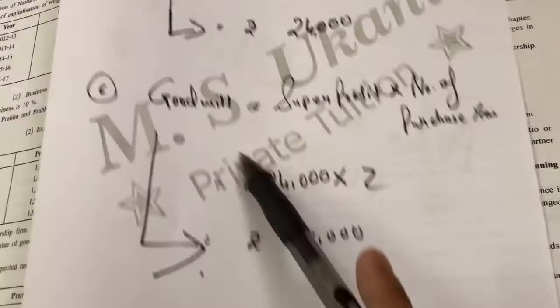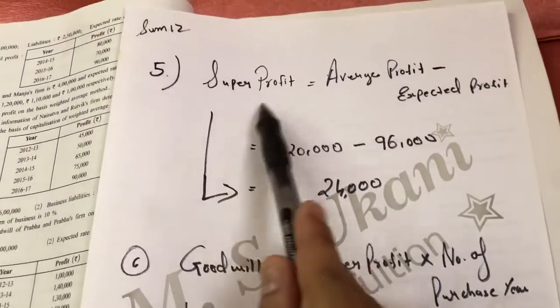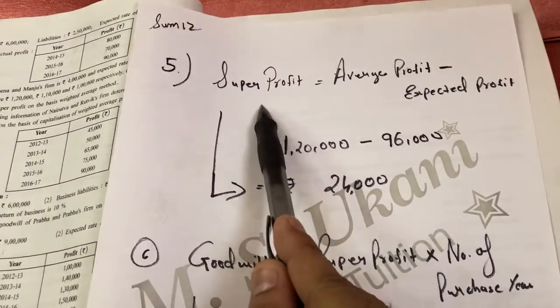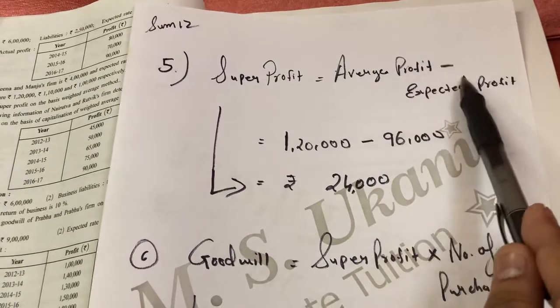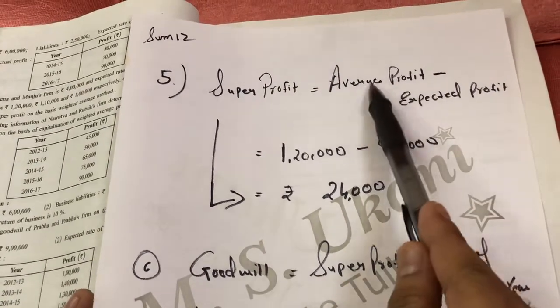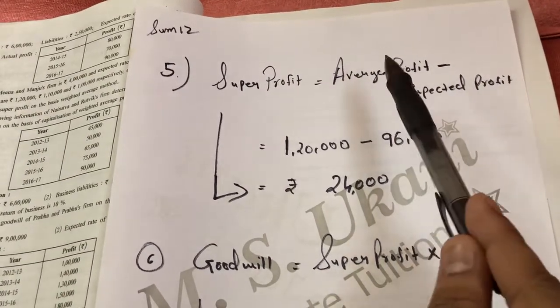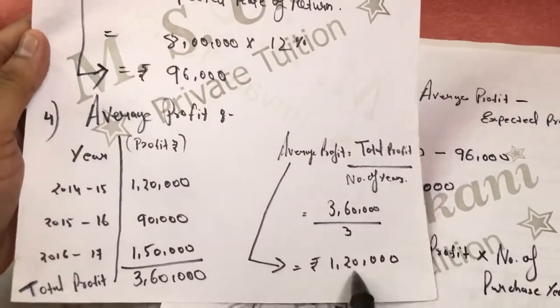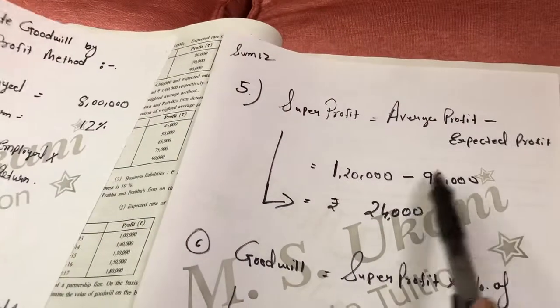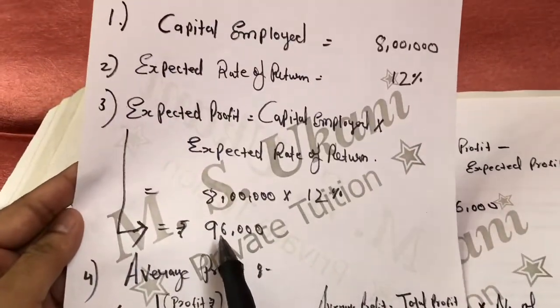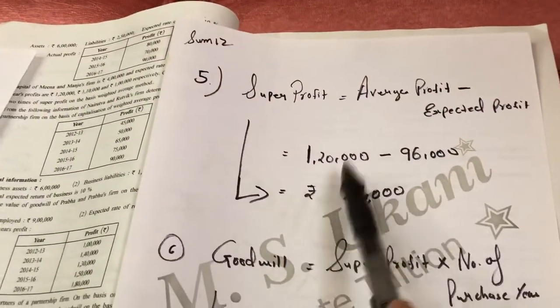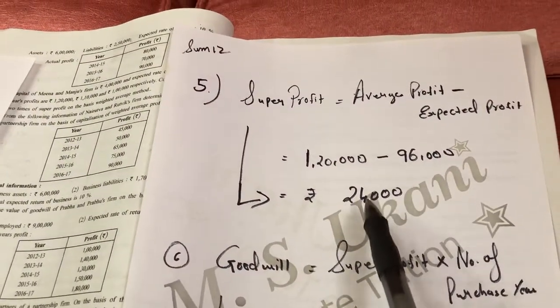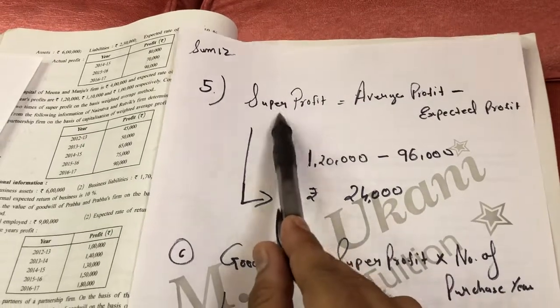Now the fifth step is super profit. Okay, so the formula average profit minus expected profit. Average profit we have find in our previous step, that is step number 4, 1,20,000, minus expected profit we have find in step number 3. See here, 96,000. So we will minus both the amount, so we will get 24,000 as a super profit.